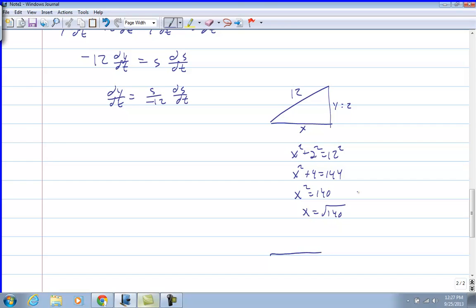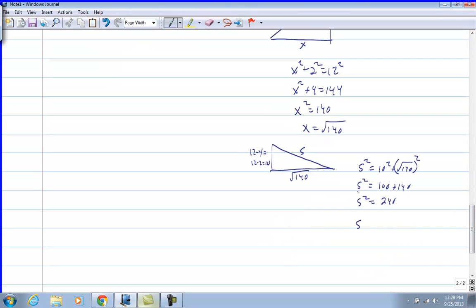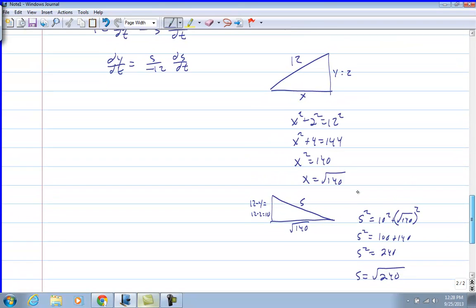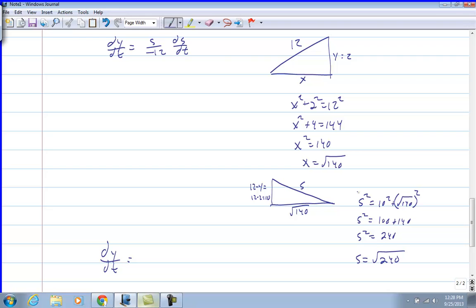Now that same x is going to be used in this next triangle. If y was 2, 12 minus y was 10. This is the square root of 140, and then we have s. So s squared equals 10 squared plus the square root of 140 squared. So s squared equals 100 plus 140, so s squared equals 240. So s equals the square root of 240. And our dy/dt would be the square root of 240 divided by 12 times ds/dt, which we said was negative 0.1 meters per second.